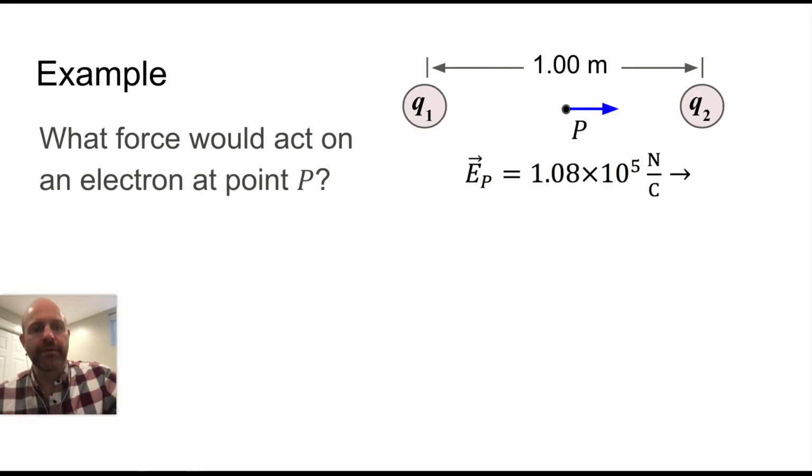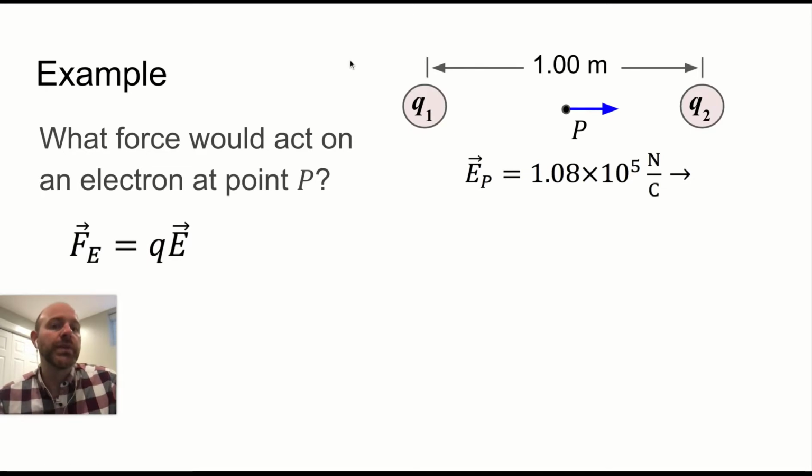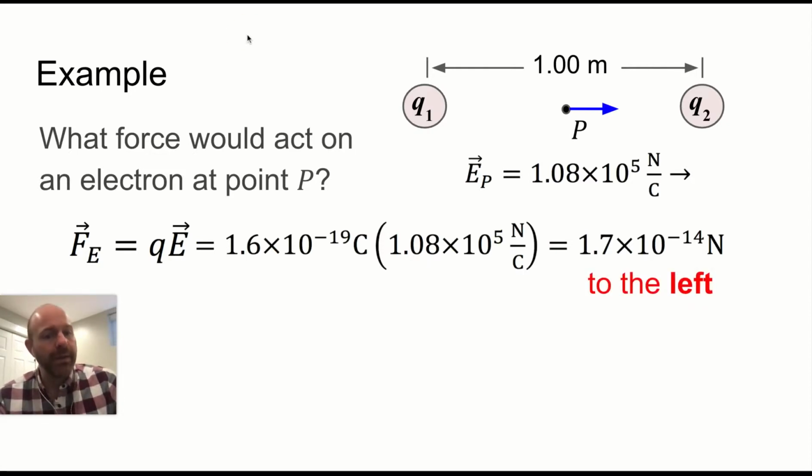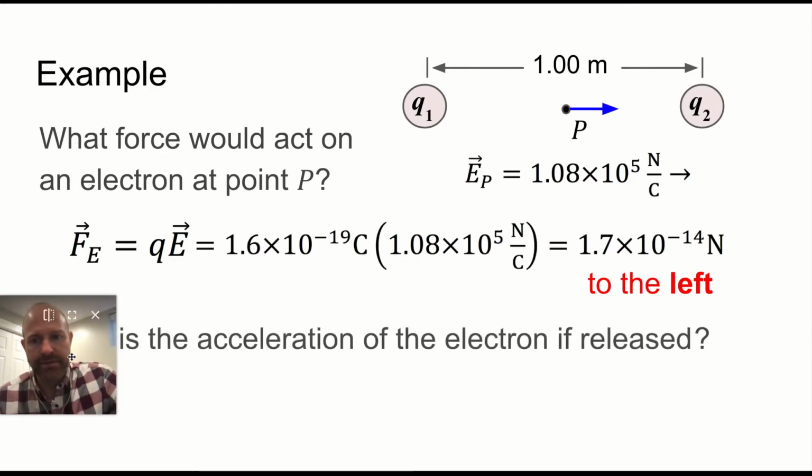So we can go a little bit further and say, all right, well, that is the net electric field at that point. How much force would an electron feel if we placed it there, and in which direction? Well, the elementary charge is 1.6 times 10 to the negative 19 coulombs. Multiply it by that electric field we found at point P, and it will experience 1.7 times 10 to the negative 14 newtons. And it will be to the left. Why? Because the electric field shows the direction that a positive charge would feel a force, and an electron, of course, is a negative charge, right?